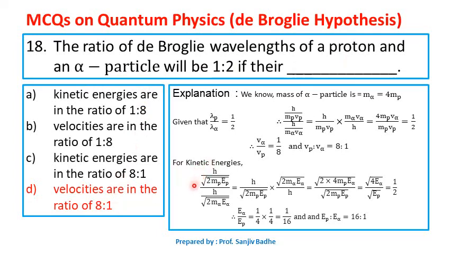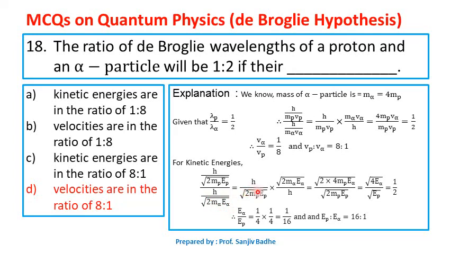For kinetic energies, we can write the de-Broglie relation using the kinetic energy. So wavelength of the wave associated with proton is h upon square root of 2 mp Ep in this case. mp is mass of the proton and Ep is kinetic energy of proton, and de-Broglie wavelength of the wave associated with alpha particle is h upon square root of 2 m alpha E alpha, where m alpha is mass of alpha particle and E alpha is energy of the alpha particle.